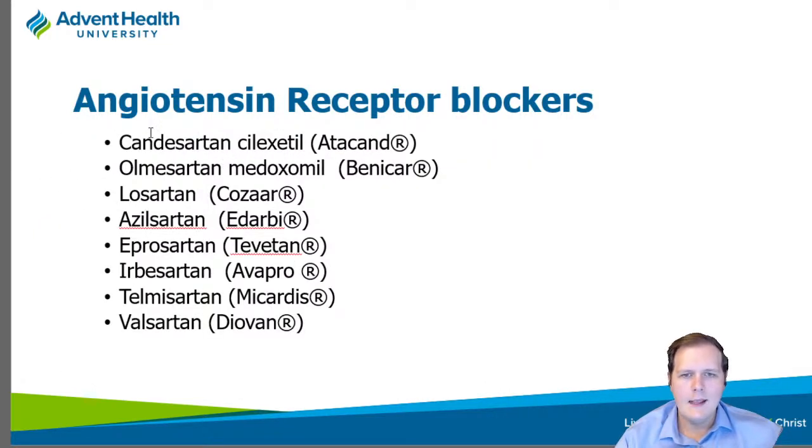Now, how do you tell an ARB? Well, they all end with sartan. So you see candesartan, olmesartan, losartan, azilsartan, eprosartan, irbesartan, telmisartan, and valsartan. Again, these are a bunch of me-too drugs because what they found was, wow, this is a really big blockbuster, we can make a lot of money here. Let's go ahead and put ours out on the market. They'll have very similar activities. You can use one for the other.